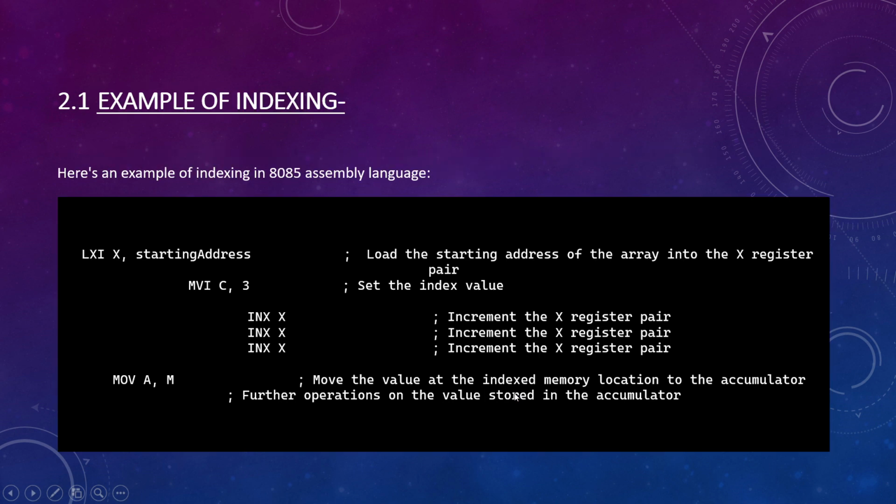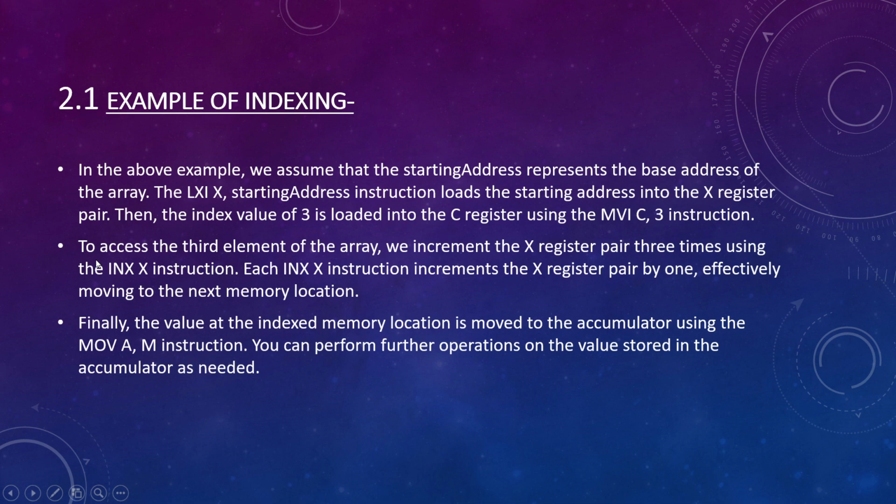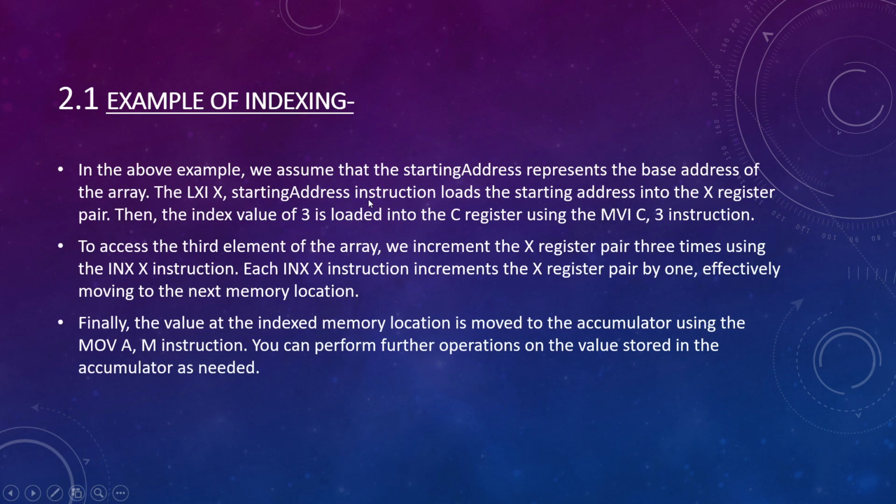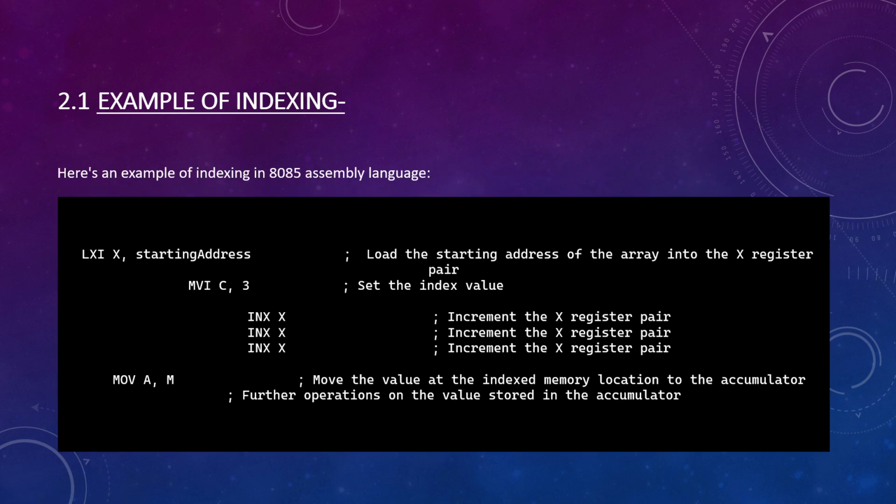Now we will look at an example of indexing to understand it better. In this example, we can see that the starting address variable represents the base address of the array. The LXI H, starting address instruction loads the starting address into the HL register pair. Then the index value 3 is loaded into the C register using the MVI C instruction.